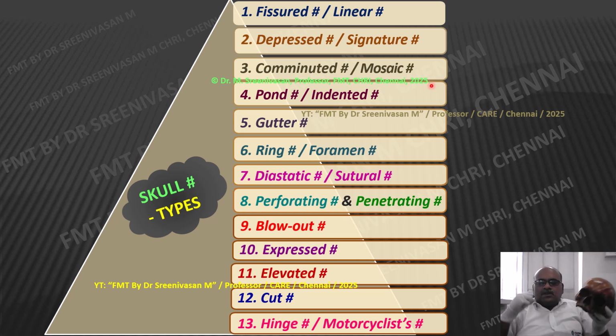Blowout fracture means a punch on the orbit that results in the fracture of the floor as well as the medial wall of the orbit, resulting in this blowout fracture, right?